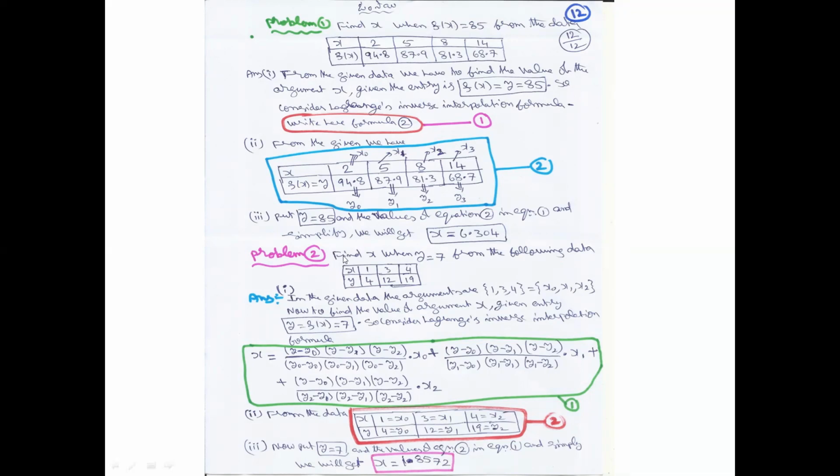Suppose if it is problem number 2, see the cursor. Problem number 2 is what? Find x when y is equal to 7. That is our entry they have given. We wanted to find the respective argument. So we have to use Lagrange's inverse interpolation formula. Now come to problem number 1.